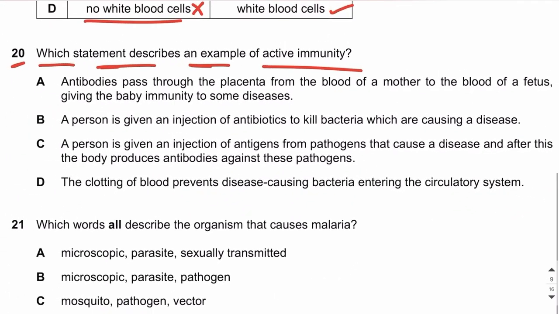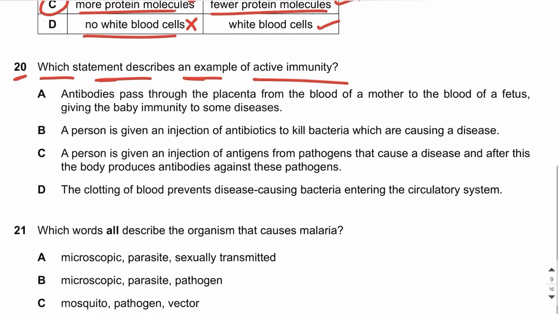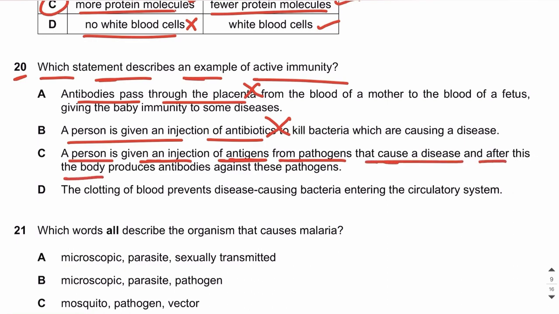That is, the lymphocytes are activated and they produce antibodies and they produce memory cells. So what is an example of active immunity? Antibodies pass through the placenta. No, guys, gaining of antibodies is passive immunity, not active immunity. For active immunity, you need to take up the antigen, right? A person is given an injection of antibiotics. No. A person is given an injection of antigens from pathogens that cause a disease, and after this, the body produces antibodies against these pathogens. This is the answer, right?